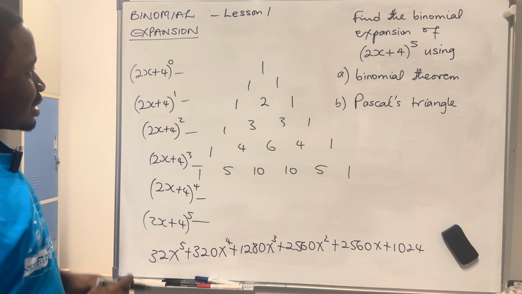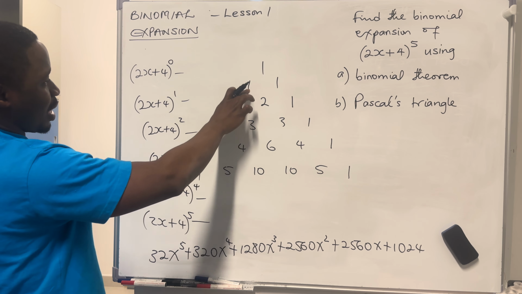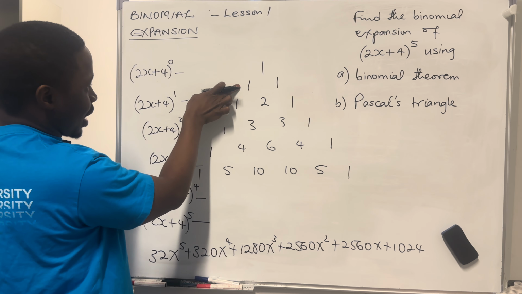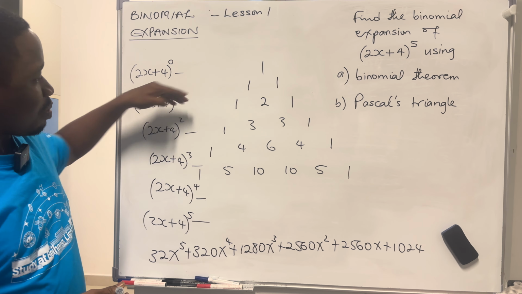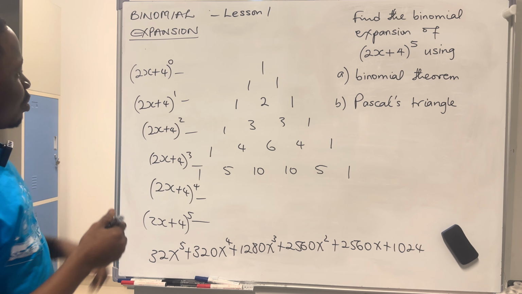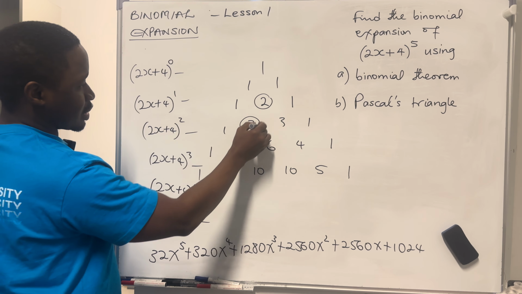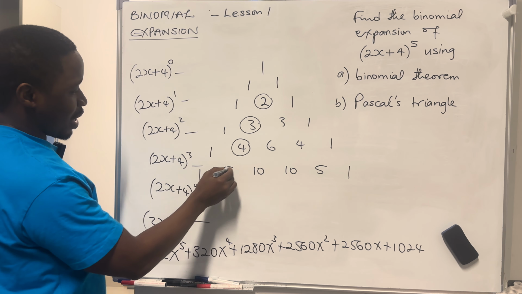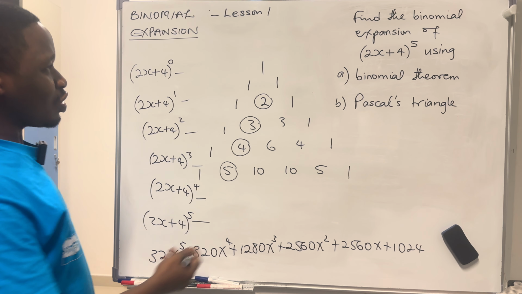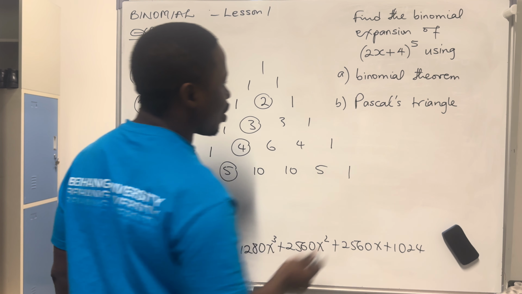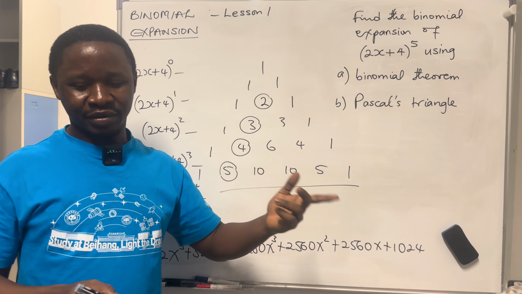The good thing is that power 0 starts with 1, power 1 starts with 1 again. Every row starts with 1. The one with power 2, you will see 2 next; the one with power 3, 3 follows; power 4, 4 here; power 5, 5 here. Everyone starts with 1 and ends with 1. So if we want an expansion with a power of 5, these are the ones we use: 1, 5, 10, 10, 5, 1.